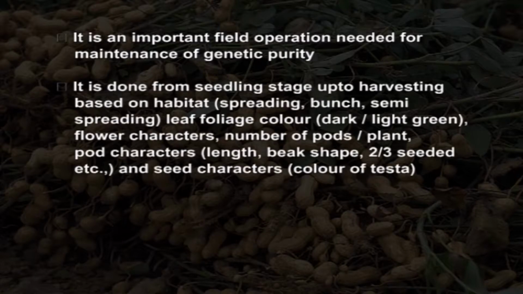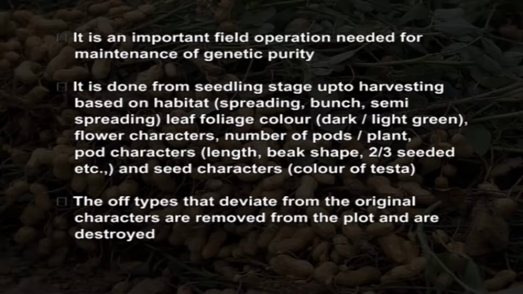It is done from seedling stage up to harvesting based on the spreading type, bunchy type and semi-spreading habit. Then leaf color, dark or light green, flower characters, the number of pods, pod characters, that is length, beak shape, whether it is 2 or 3 seeded, then seed characters, that is color of the testa. The off types that deviate from the original characters are removed from the plot and destroyed.